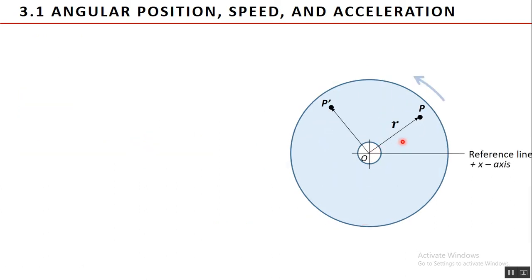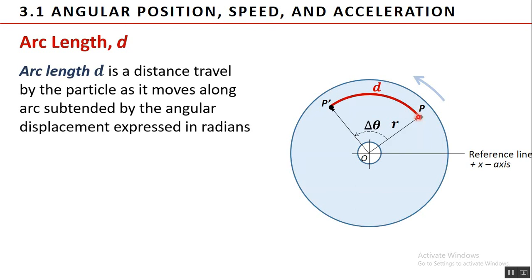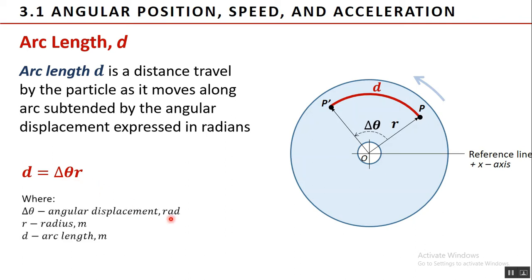The angular displacement of a particle P corresponds to an arc length, denoted by the letter d. It is the distance traveled by the particle as it moves along the arc subtended by the angular displacement expressed in radians. Mathematically, it is computed as the product of angular displacement, delta theta, and radius r. Take note, when using this formula, the angular displacement should be in radians. Always convert it to radians if it is expressed in either degrees or revolutions. Its unit depends on the unit of the radius. If the radius is in meters, then the arc length is also expressed in meters.